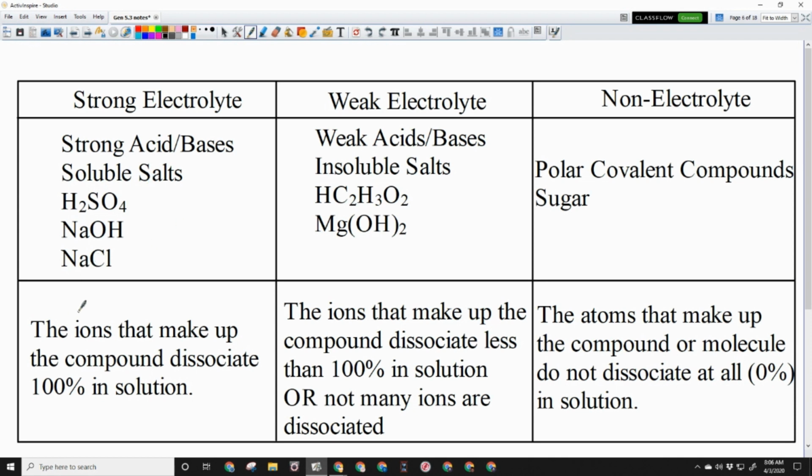Okay, and so we said that the ions that make up that compound dissociate. So we're going to try to get away from that word dissolve. Dissociate 100% in a solution. Dissociate means split apart.